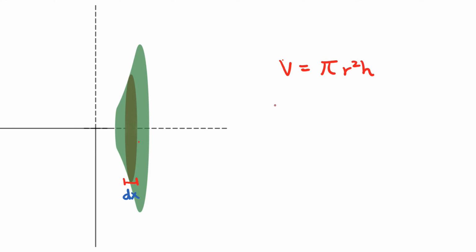Okay, so let's go ahead and update our volume formula now that we know that the height is going to be dx. So this will be pi r squared, and the height is now dx.